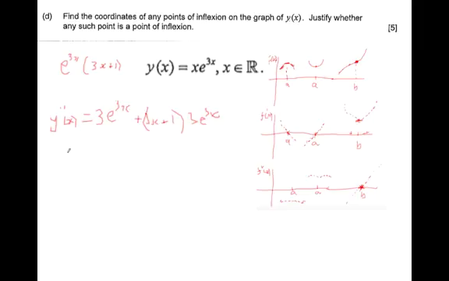Okay, so this part talks about points of inflection. Interestingly enough, though, it also says justify. So this is going to be quite interesting. We've got the sketch here. So look at this particular point of inflection here.